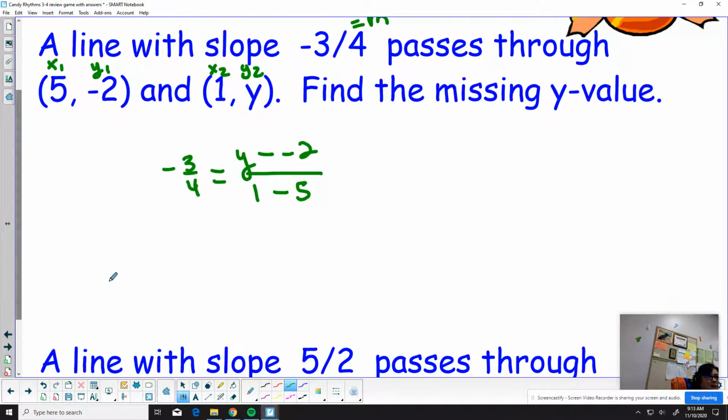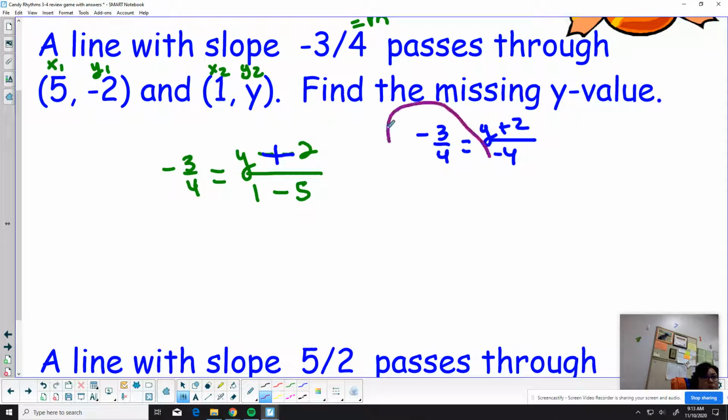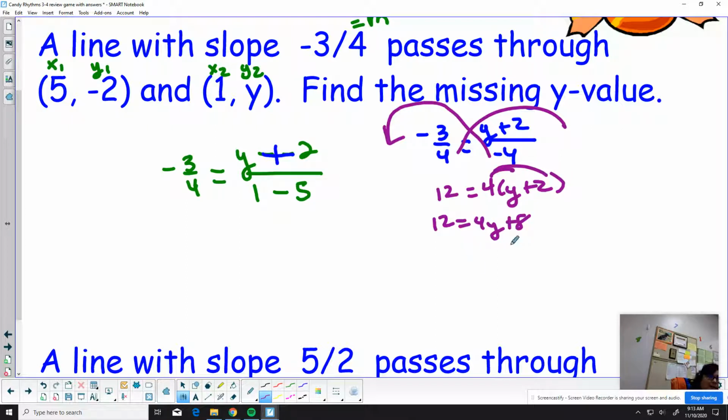Now I just need to clean this up because it's kind of a mess. These two negatives make a plus. So I have negative 3/4 equals y plus 2 over negative 4. Then I'm going to use my proportion skills, again, from middle school. Negative 4 times negative 3 is 12. And 4 times that quantity, I'm going to have to use the distributive property. So that'd be 12 equals 4y plus 8. Then I'm subtracting 8 on both sides and dividing by 4.